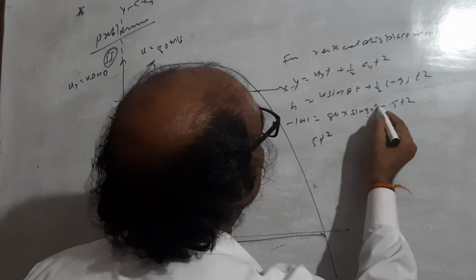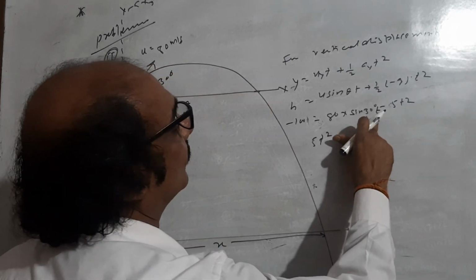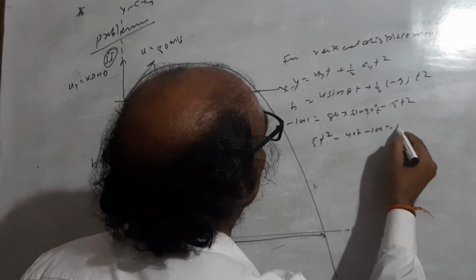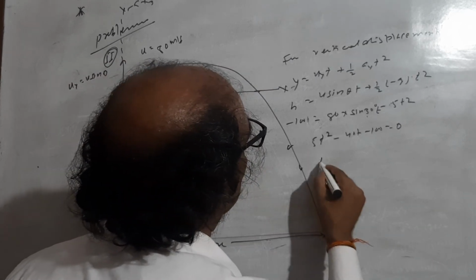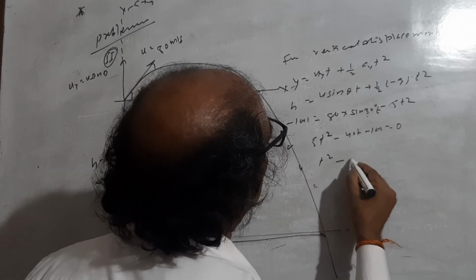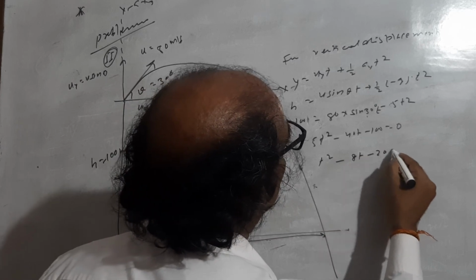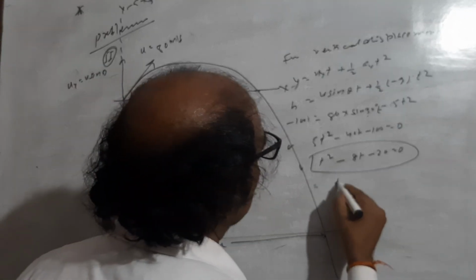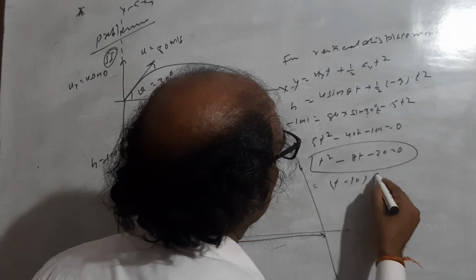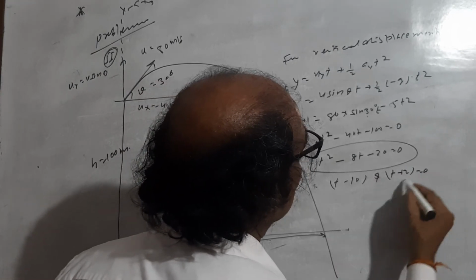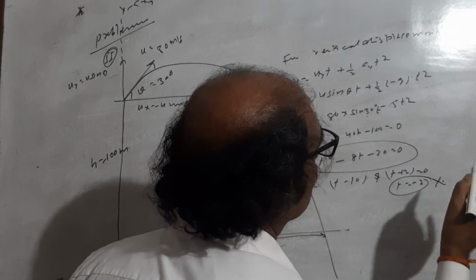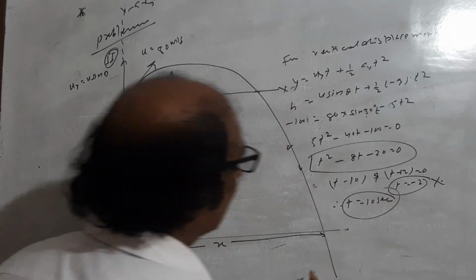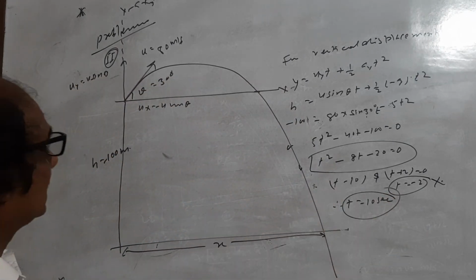And sin 30 degree means half, so 40t minus 5t square minus 100 equal to 0, or t square minus 8t minus 20 equal to 0. Either by factorization or with the help of the quadratic equation it can be solved, giving t equal to 10 and t equal to minus 2. The negative value is cancelled, and the value of t is equal to 10 seconds. So the time taken by the projectile to hit the ground, t is equal to 10 seconds.